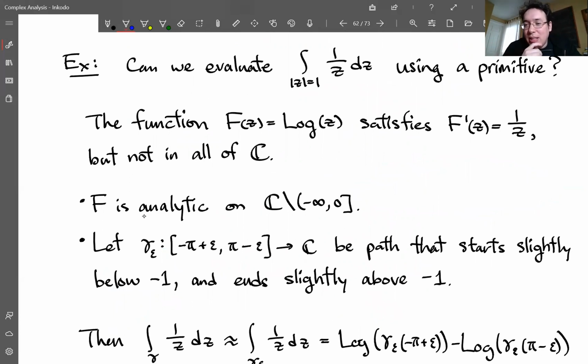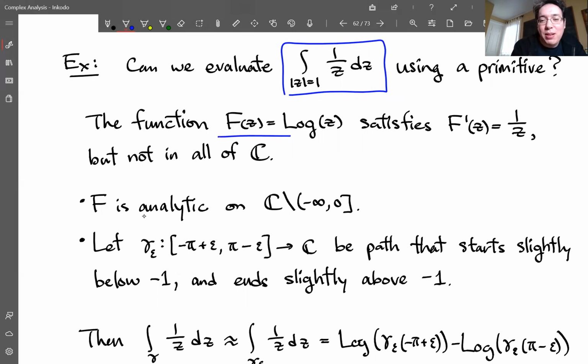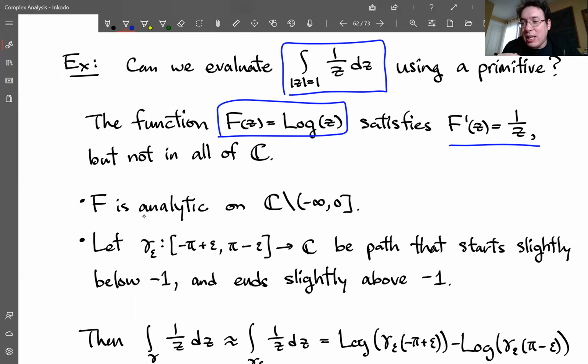Okay. Let's go back to the example that I mentioned earlier in the week. I want to talk about the path integral along the unit circle of the function 1 over z. Now, if a primitive exists, it should be something like log of z, right? The antiderivative of 1 over z is log. Its derivative is in fact 1 over z. But the issue is that it's not a primitive in all of the complex plane.